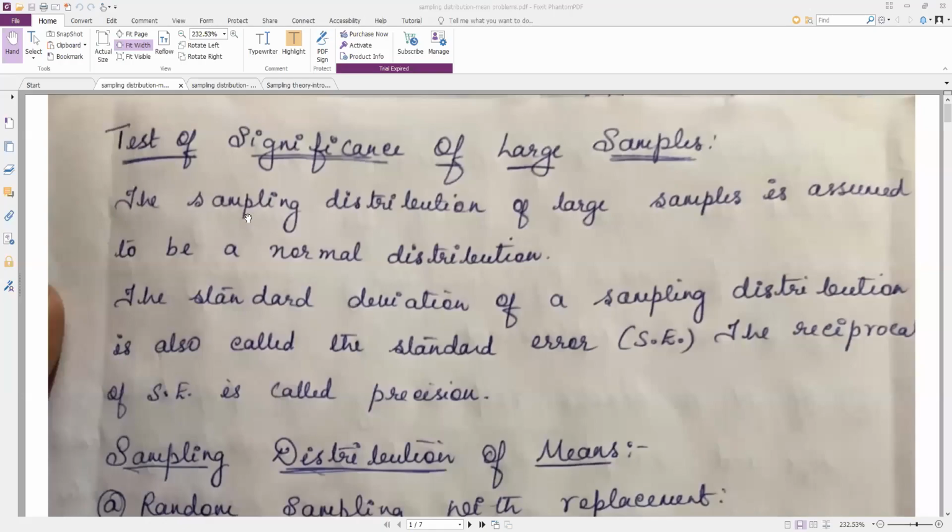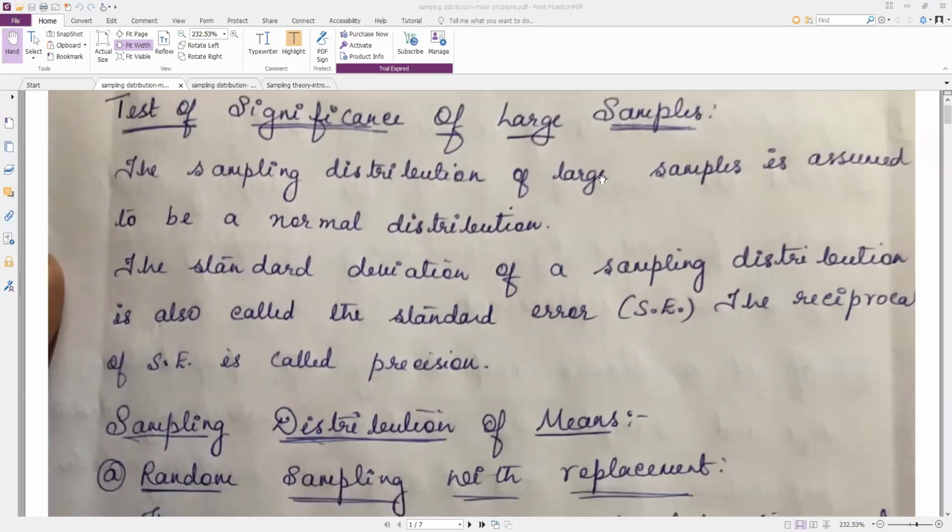Hello students, we were in module 5, sampling theory. Under that we have already finished two topics on small samples, correct? For small samples we have seen t distribution and chi-square distribution. Now we will see regarding large samples. Now, test of significance of large samples.